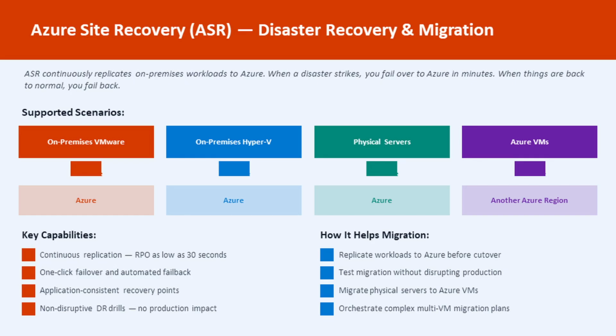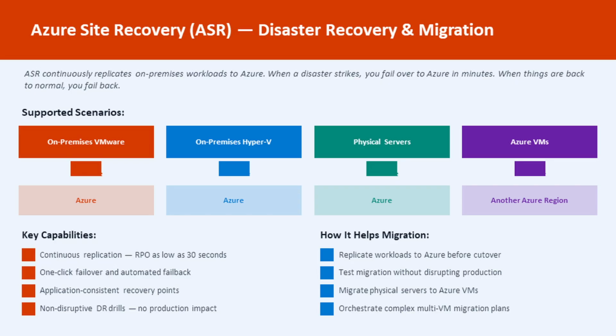Azure Site Recovery, commonly abbreviated as ASR, takes data protection a step further. While Azure Backup protects against accidental deletion or data corruption, ASR protects against much larger failure scenarios, entire site outages, region failures, or major hardware disasters. ASR continuously replicates running workloads to Azure. If a disaster occurs and your on-premises site goes down, you can fail over to Azure in a matter of minutes. When the on-premises environment is restored, you fail back just as easily.